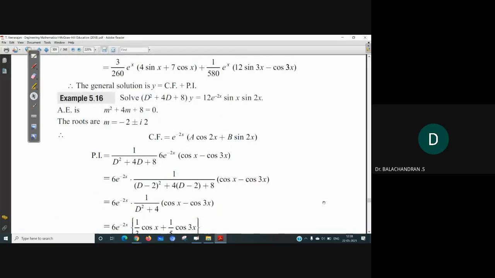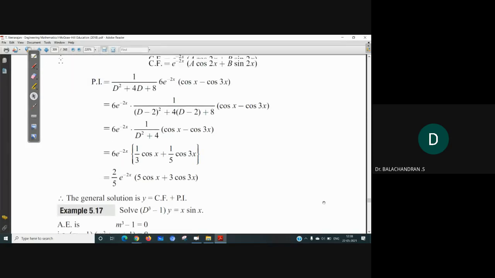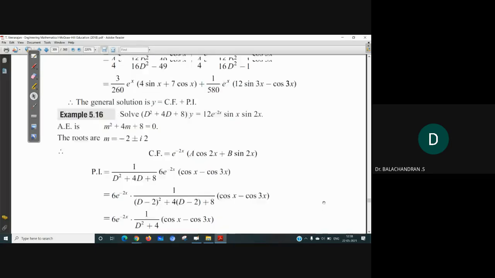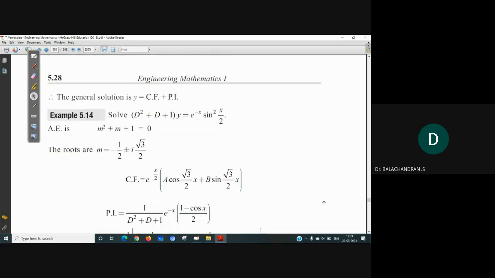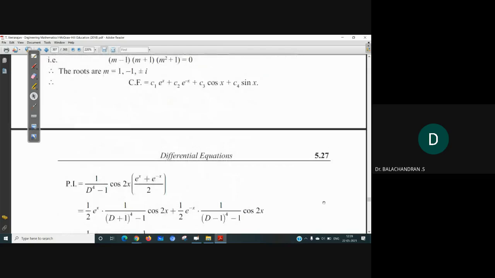I think I solved some of the problems. If I solved it, there is no need to try. So up to 5.15, that is 15 problems. Out of 15 problems, if I solved the same problem, there is no need to solve it. If you feel some problems are very easy, leave them. Only if you feel a problem is a little bit difficult, try it and cross check your answer.